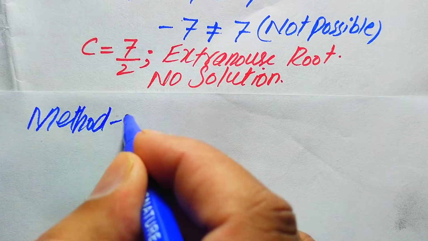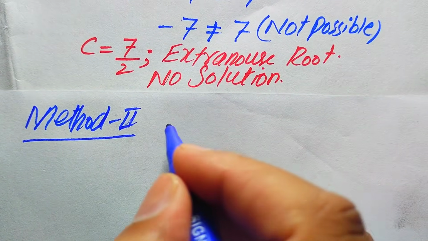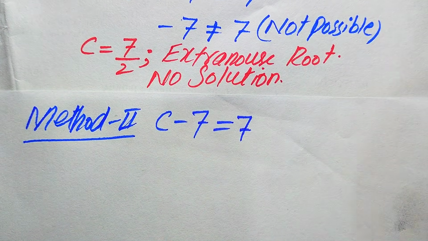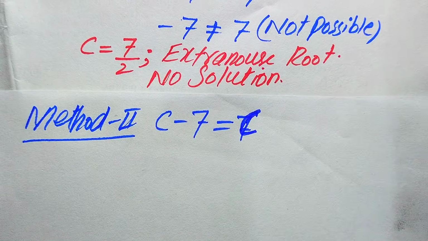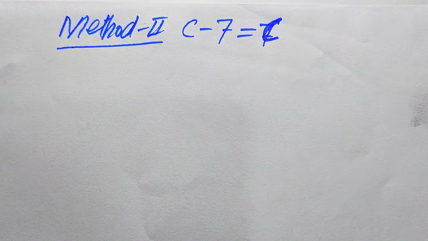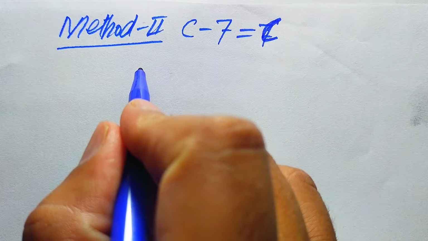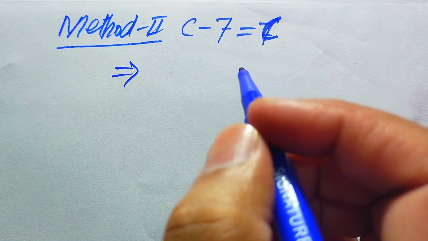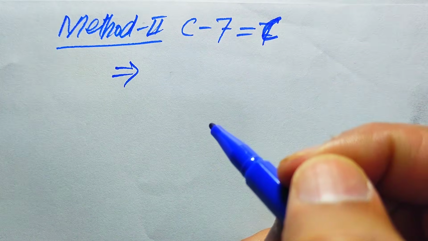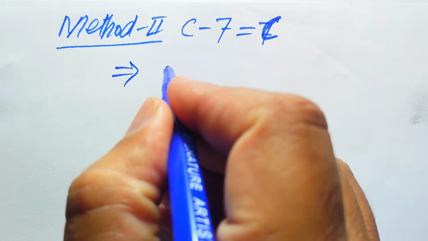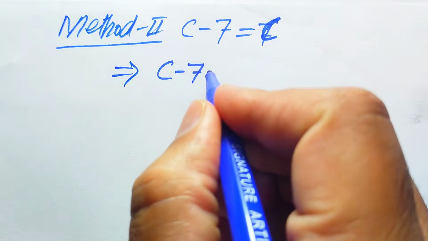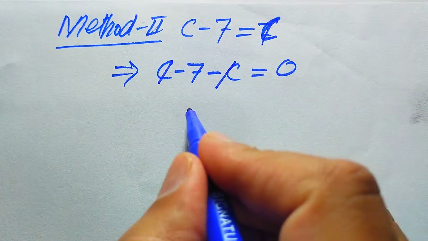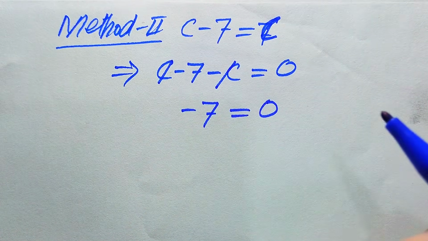For the second method we copy down the given question statement: c minus 7 is equal to c. This is our given question statement, and here we use another technique to determine the solution set of this problem. In this method we just move the variable terms to the left hand side. So we move the c from the right hand side to the left hand side, and it becomes c minus 7 minus c is equal to 0. The minus c and plus c are gone, and we get minus 7 is equal to 0.